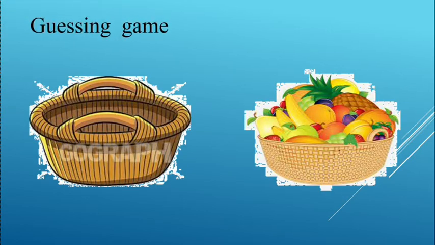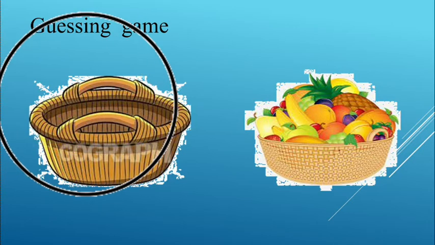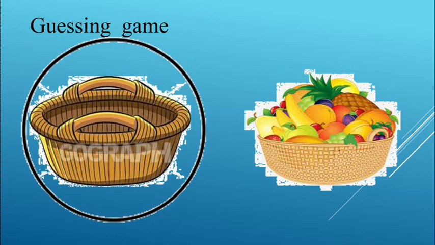Students, I will show you fruit baskets and you have to find out which one shows 0. Here I have 2 fruit baskets. In this you have to find which one is 0. Yes, correct. The first fruit basket shows 0. The second fruit basket has many fruits.